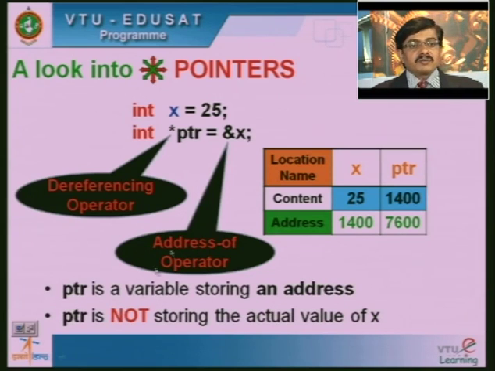And we note here, a pointer is a variable storing an address. It is not storing the actual value of x, rather it is storing the address of x. So with ptr equal to ampersand of x, we are assigning the address to ptr, which is a pointer to an integer.